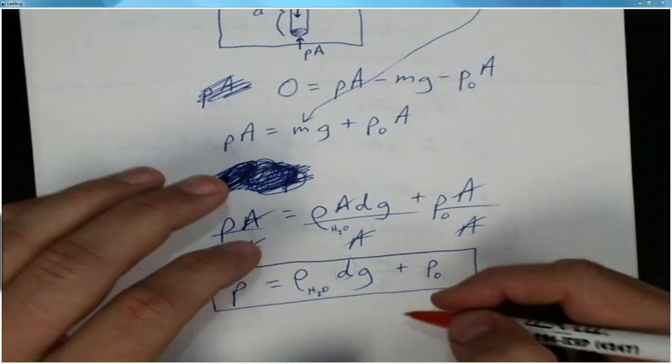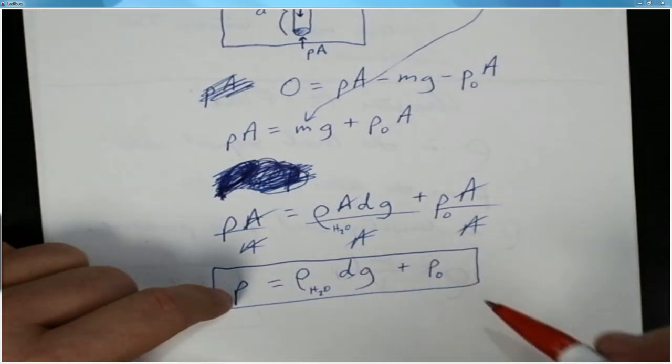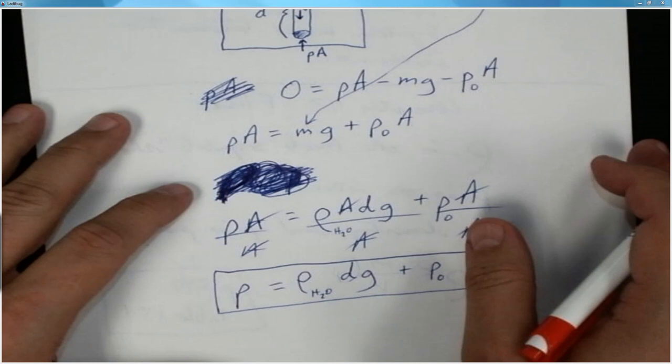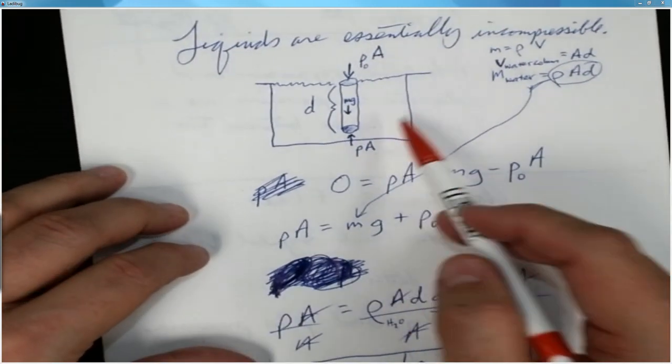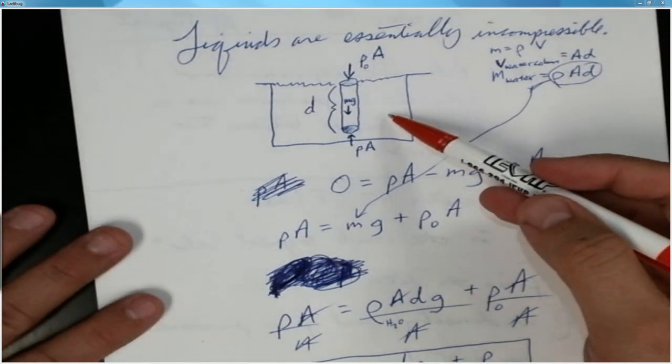Oh, I should remind you that this pressure is caused by the pull of the gravitational force on the liquid. If you were out in space, there would be no pressure in a body of water.